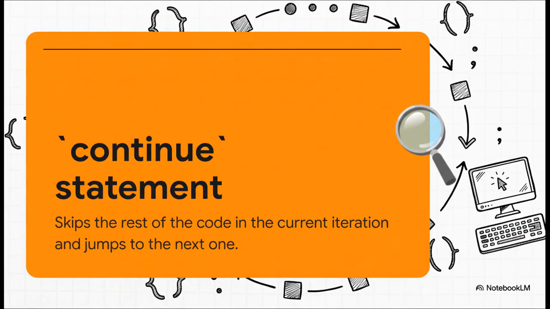Now, continue is a little more subtle. It doesn't stop the whole thing. Instead, it just says, hey, I'm done with this specific round. It completely skips the rest of the code for that one iteration and jumps right on ahead to the next one. It's perfect for when you want to ignore certain items you don't need to process.